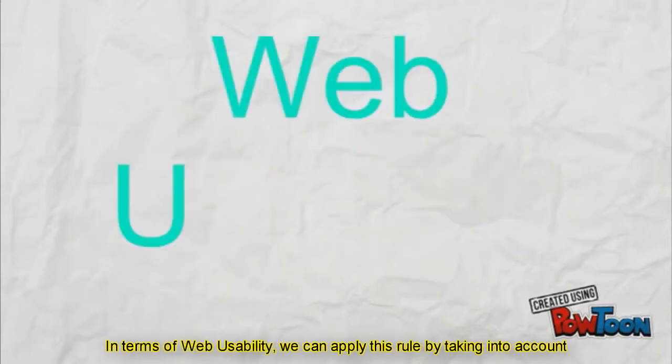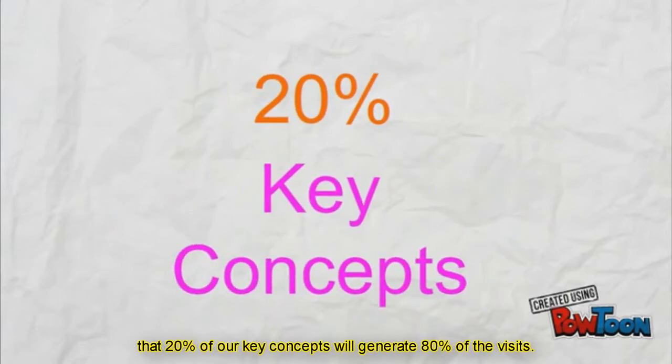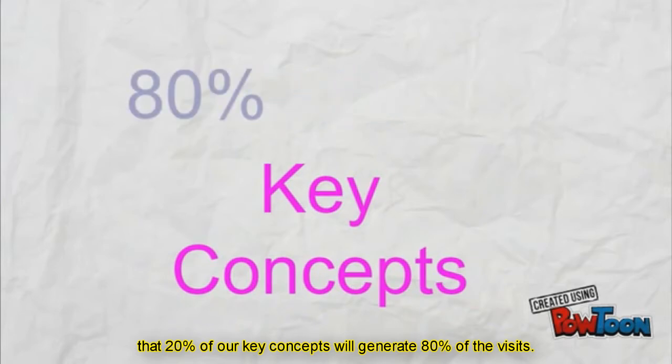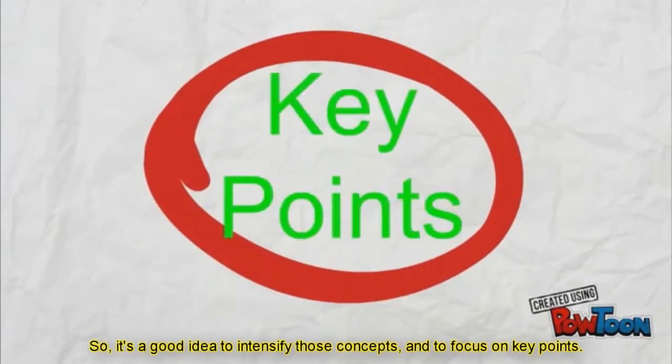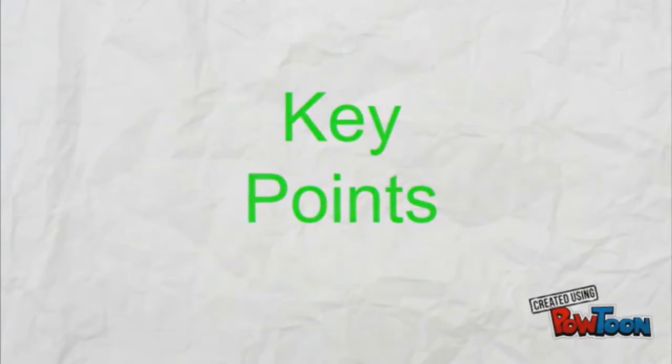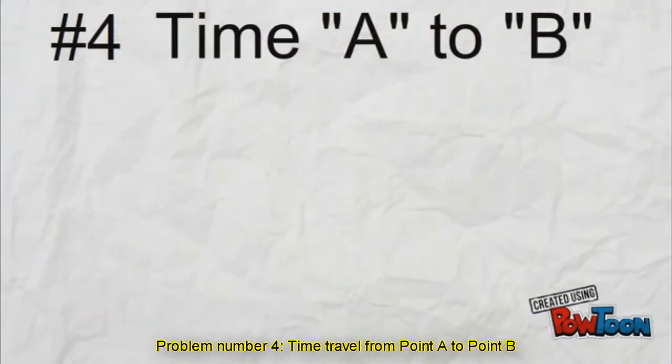In terms of web usability, we can apply this rule by taking into account that 20% of our key concepts will generate 80% of the visits. So it's a good idea to intensify those concepts and to focus on key points. Problem number 4. Time travel from point A to point B.